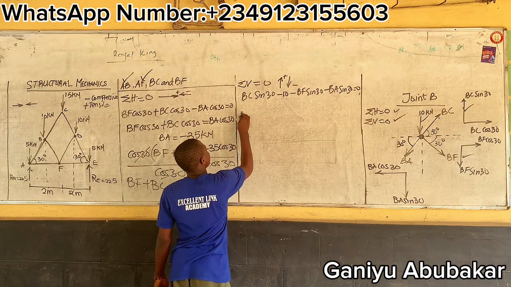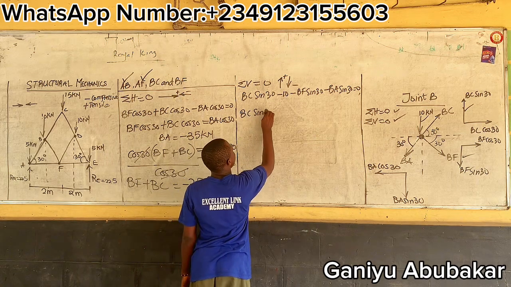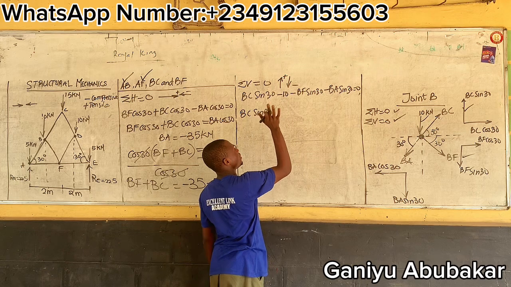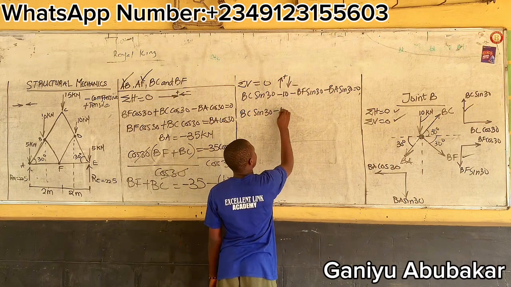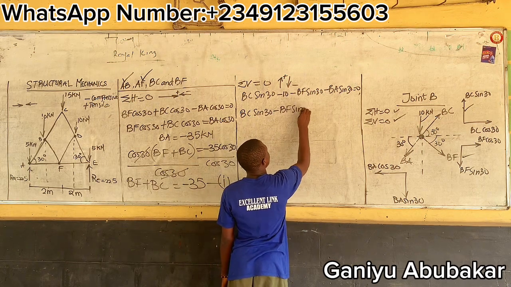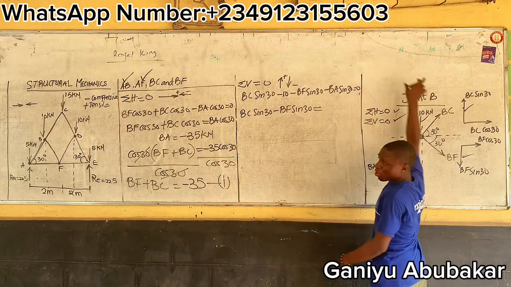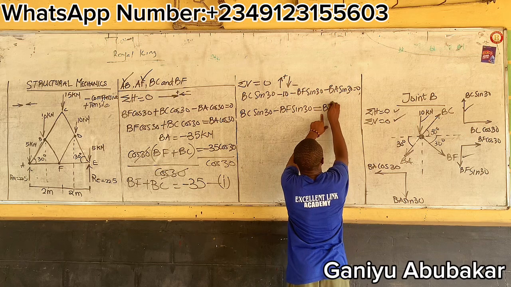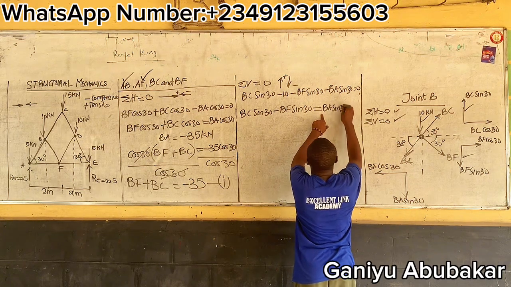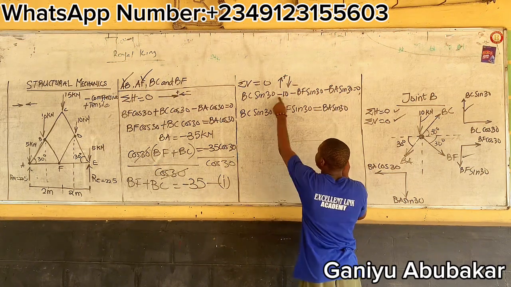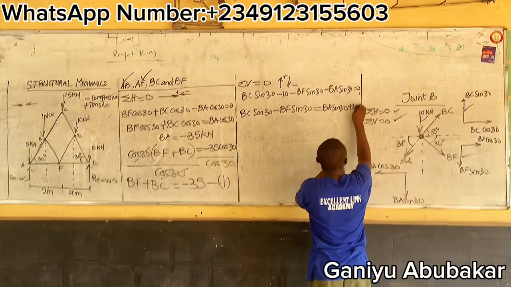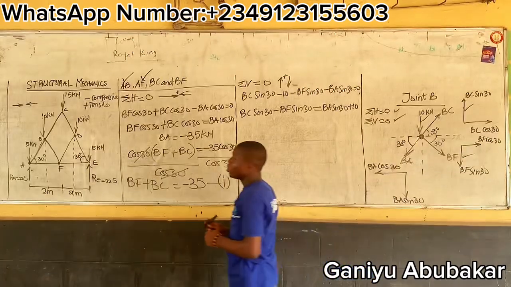I'll start with BC sin 30. Hold on with this. What next there? Minus BF sin 30. Are we there? Equal to what? Take this one that you know, BA sin 30. We're not done yet. Take this one there, plus 10. What do we do here?